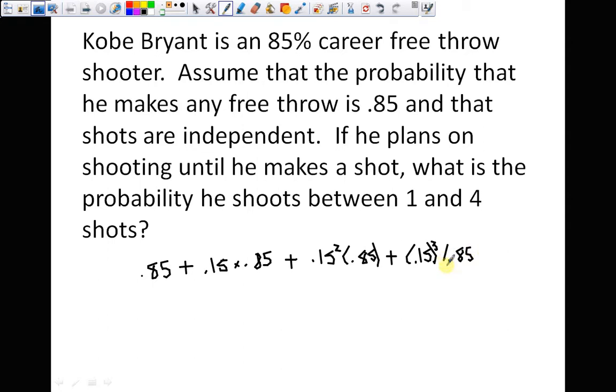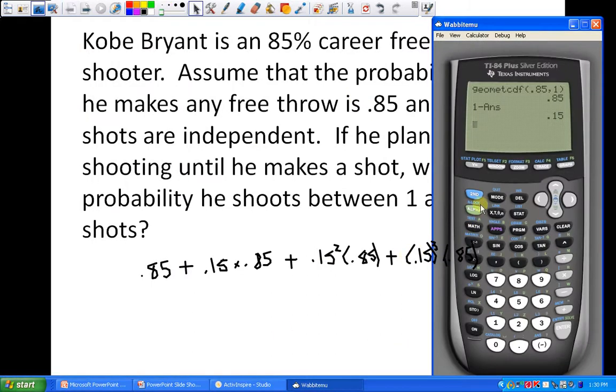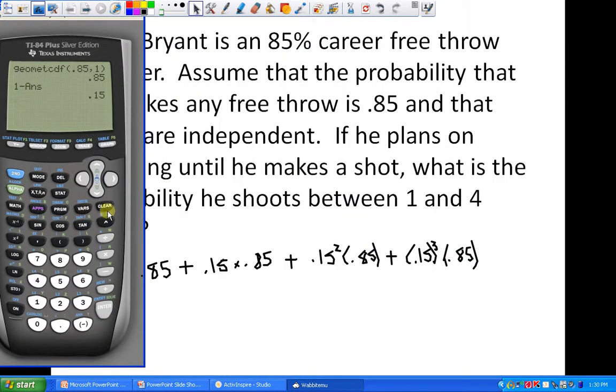Okay? So, we have 0.85 plus 0.15 times 0.85 plus 0.15 squared times 0.85 plus 0.15 cubed times 0.85. So get that answer.